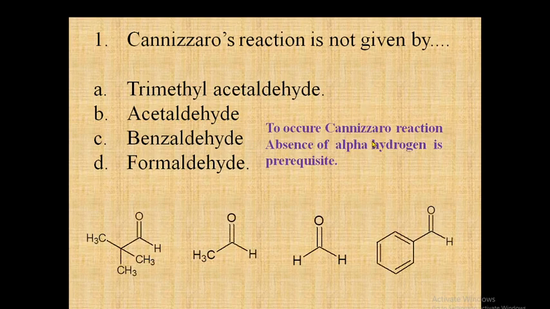What is the condition for Cannizzaro reaction? Just as we have seen, absence of alpha hydrogen. That's the prerequisite. In the first, third, and fourth structures there is an absence of alpha hydrogen, so definitely these will undergo Cannizzaro reaction, but acetaldehyde will not undergo Cannizzaro reaction as it has an alpha hydrogen, and therefore the answer will be acetaldehyde.